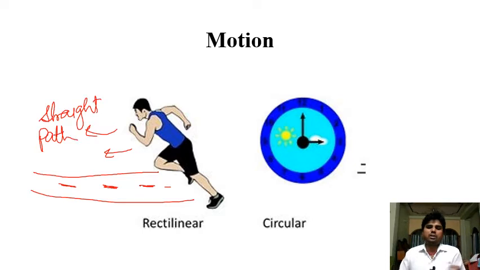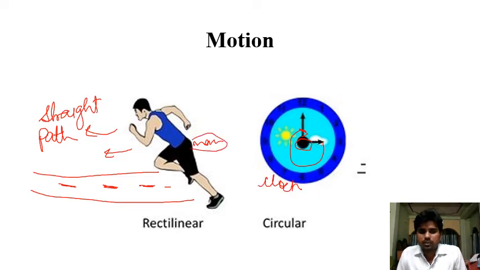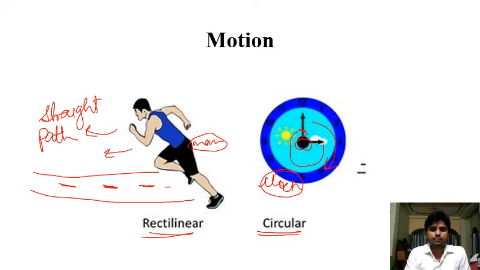But now when we see the motion of the needle of the clock, we can say that it is moving in a circular motion. So we can easily distinguish the motion of this man and this clock. This man is moving on a straight path, but the needle of this clock is moving in a circular direction. So we can make out that for these two diagrams, the motion can be rectilinear and circular. Okay, now we will read what rectilinear motion is.